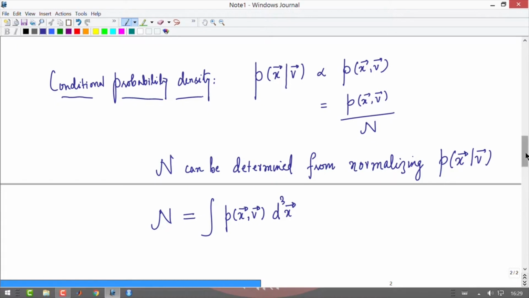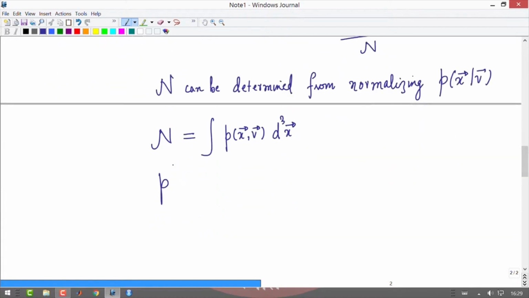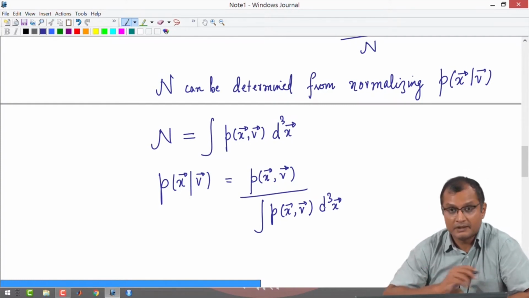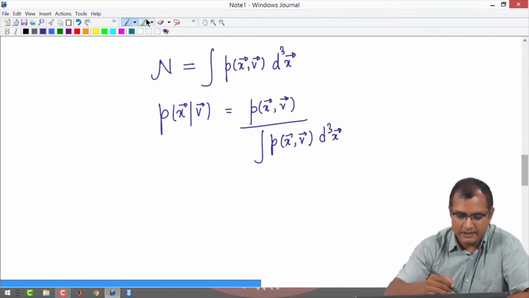Hence I can write down the conditional probability density of finding a particle at location x such that its velocity is fixed to v. This is given as the joint probability density divided by the norm, which we have just computed as the joint probability density integrated over all space. So that's the beautiful result.